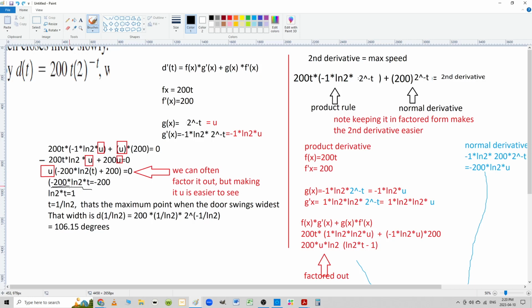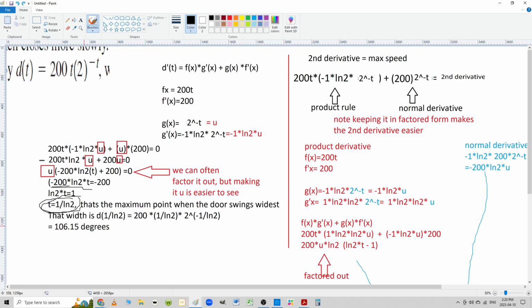Then I divide both sides by minus 200, which is why I could have just factored out the 200, because it becomes ln 2 times t is equal to 1. Then I divide both sides by ln 2, and I discover t equals 1 over ln 2. When we make the first derivative equal to 0, it's going to be a max point or a min point. We'd have to prove it's a max point, but I'm not going to. That's up to you.